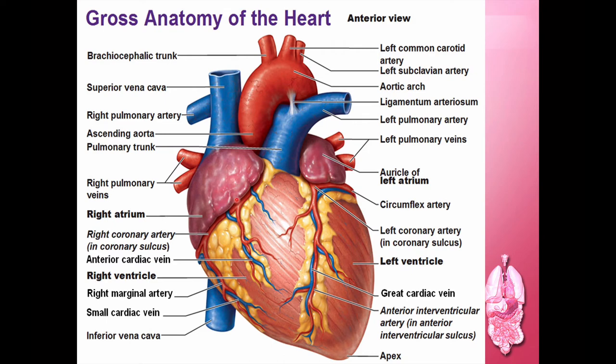Now if you look at the gross anatomy of the heart, you can see this is the right atrium, this is the right ventricle, this is the left atrium and this is the left ventricle. These are the four chambers. This vessel is the superior vena cava and this vessel is the inferior vena cava. This is the pulmonary trunk, and this is the arch of the aorta, starting from the left ventricle here. The myocardial muscles are supplied by the blood vessel called the coronary artery.